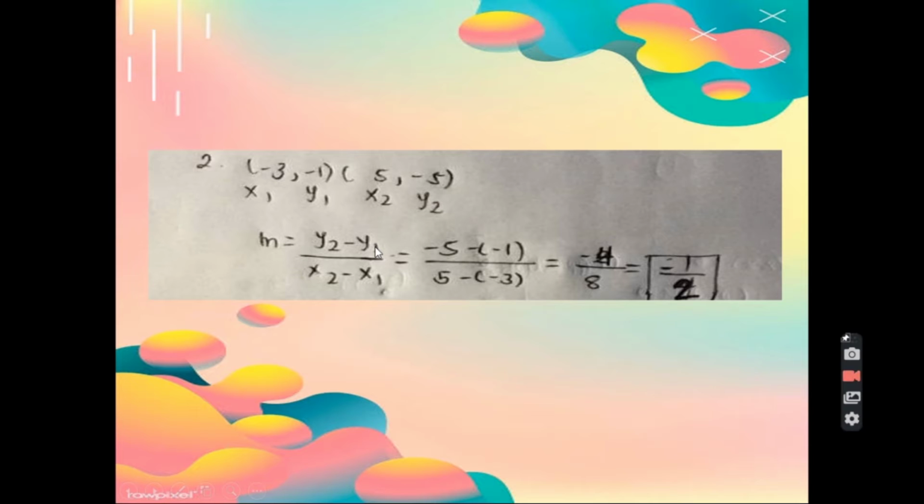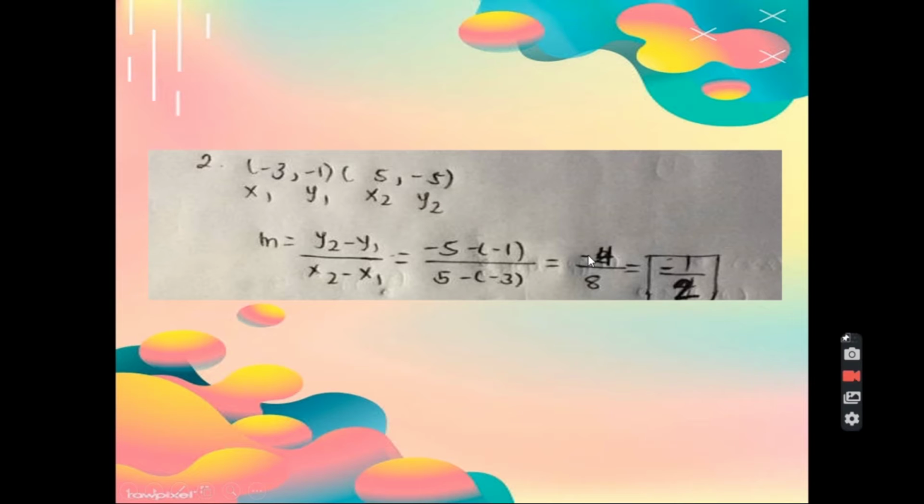So, y sub 2 minus y sub 1 divided by x sub 2 minus x sub 1. So, y sub 2 natin is negative 5. So, we just bring down. Y sub 1 is negative 1. X sub 2 is 5. X sub 1 is negative 3. Okay? So, we have negative 5 minus negative 1 is negative 4. Then, 5 minus negative 3 is positive 8. So, negative 4 divided by 8.